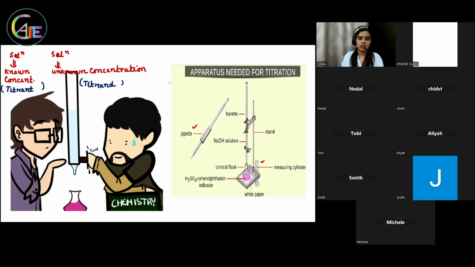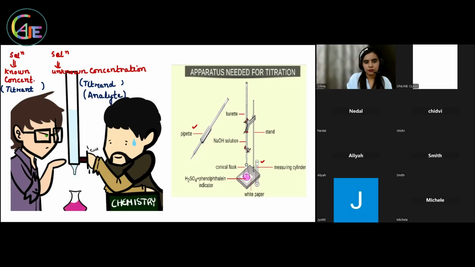No, dear, it's not basically titrate. The one with known concentration is your titrant, and the other one with unknown concentration is titrand. One ends with T and the other ends with D. We also call the solution whose concentration is known to us the standard solution, and the other one is also known as the analyte. These names are different.